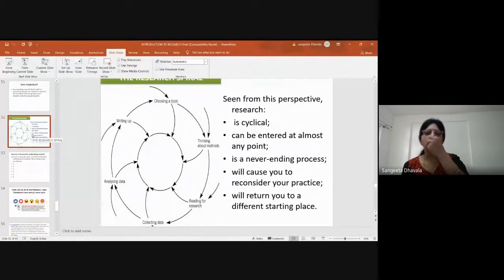From the time you choose your topic to the time that you finish writing your research paper and getting it published, there are multiple stages. So this picture is indicative of the fact that research itself is cyclical and you can enter at almost any point. This is a never-ending process and will cause you to reconsider your practice and will return you to a different starting place. So for instance, you see choosing topic, okay?